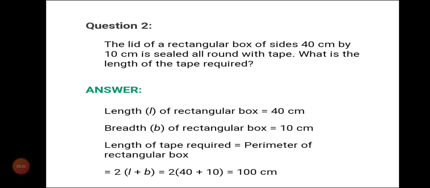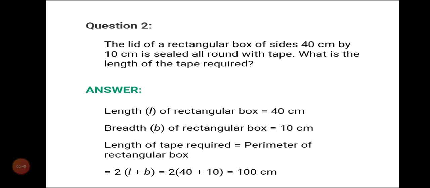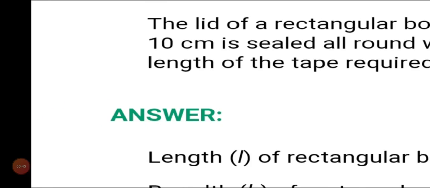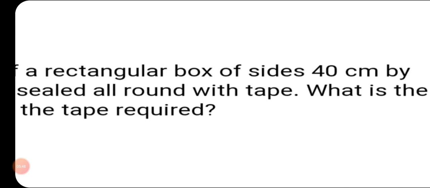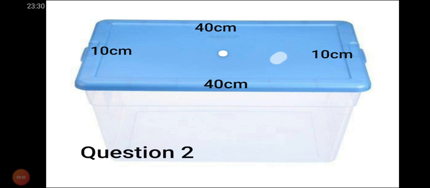So dear students, because it is a rectangular box, as you can see in the figure, it is a rectangular lid. That means its opposite sides are equal. Two sides are given to us as 40 centimeter and 10 centimeter. Here opposite sides are equal, so we can take 40 centimeter for the top side, 40 centimeter for the bottom, 10 centimeter for the left side of the lid, and 10 centimeter for the right-hand side.